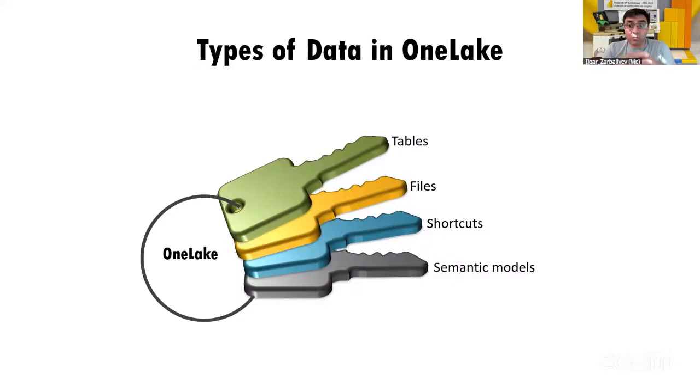Shortcuts are especially valuable in scenarios where source data is managed by another team or when organizational policies require data to remain in a specific storage location. Instead of creating duplicate copies, you can access and analyze the data directly through the shortcut, improving efficiency while maintaining governance requirements. In the next slide, we'll explore how data arrives in OneLake, and the different ways organizations bring data into their Microsoft Fabric environment.